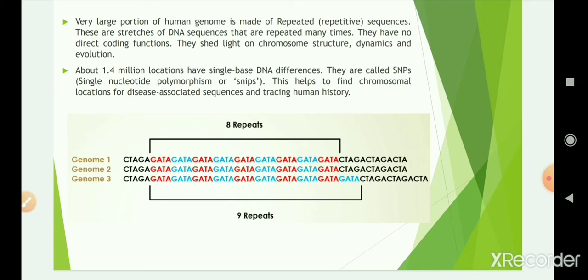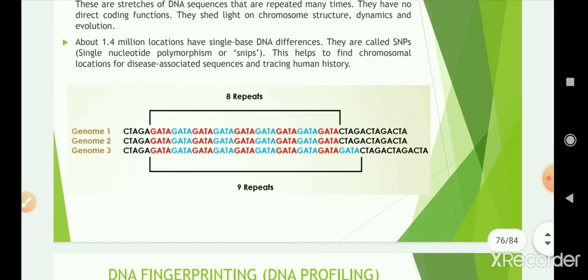About 1.4 million locations have single base DNA differences. They are called SNPs, that is single nucleotide polymorphisms. This helps to find chromosomal locations for disease associated sequences and tracing human history. This is the function of single nucleotide polymorphisms, or SNPs.